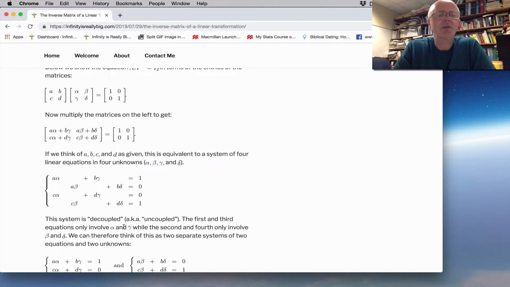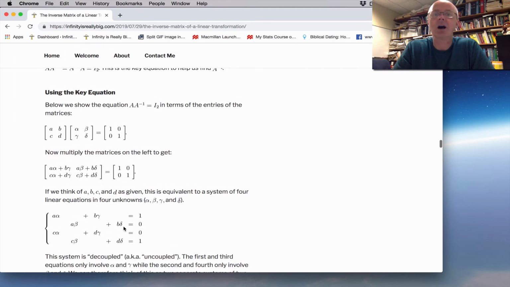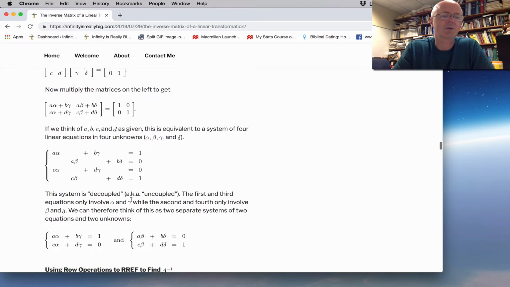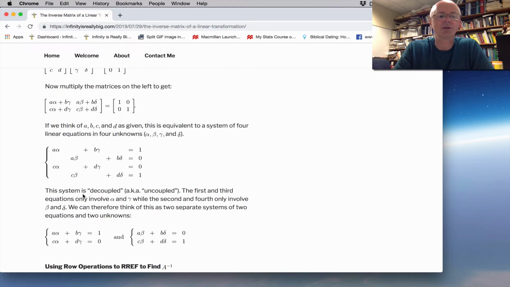And you want to think of the alpha, beta, gamma, and delta as being unknowns. Those are what we want to solve for. So those are the unknowns in the system of 4 equations. This system is decoupled, also known as uncoupled.